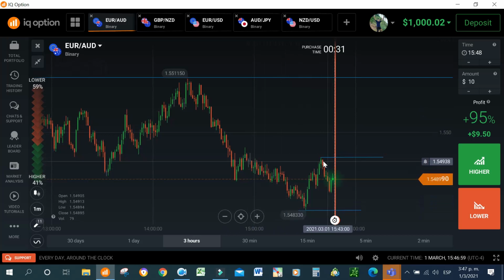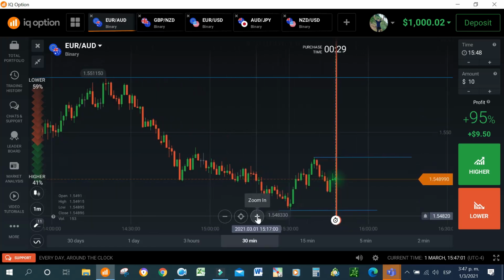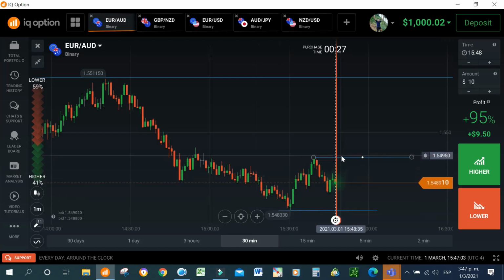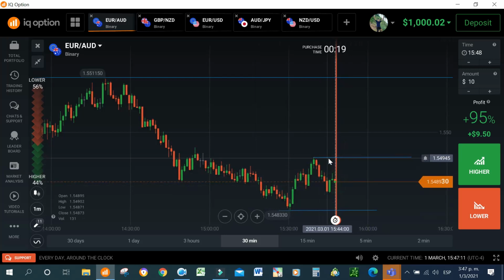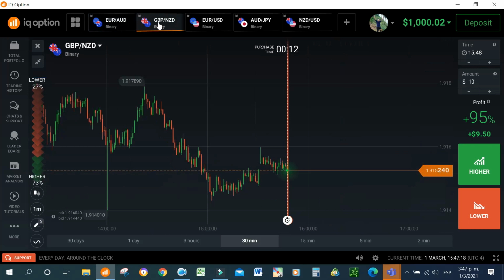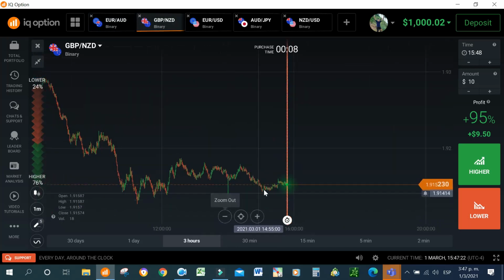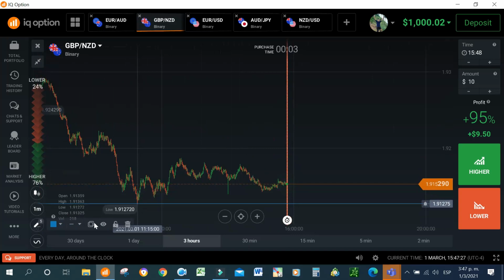Which are this one that we have here. So once the price reaches either one of these levels, we will be very curious about the price reaction. We will do the same on this pair too, to catch some opportunity.